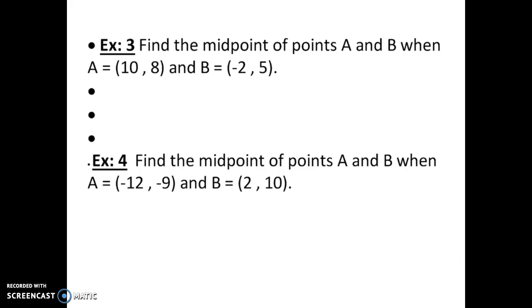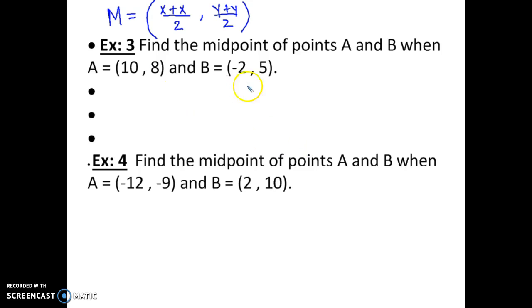Alright, finding the midpoint. Your midpoint is obviously a coordinate point because it's a midpoint. To find it, we take the average of our x's and the average of our y's. So our midpoint is, in parentheses, (x plus x divided by 2, comma, y plus y divided by 2). Order does not matter when you add, so it doesn't matter which x goes first or which y goes first. All that matters is that you add them together.